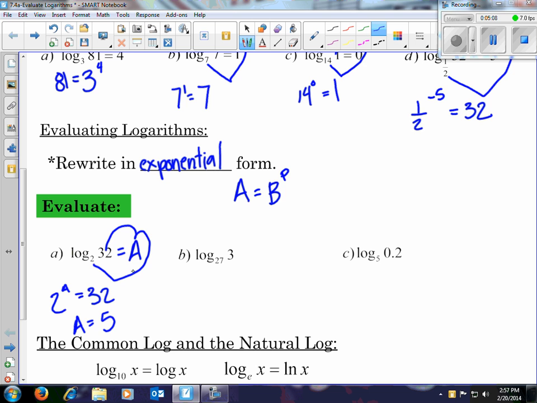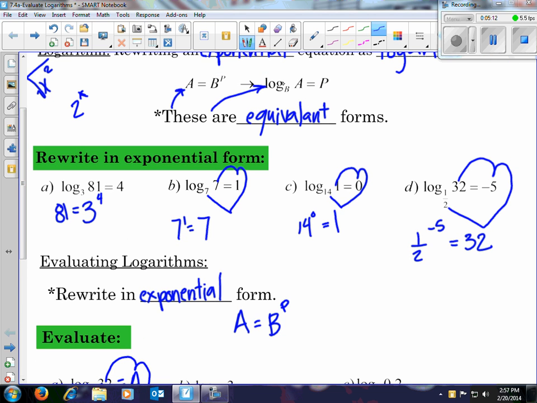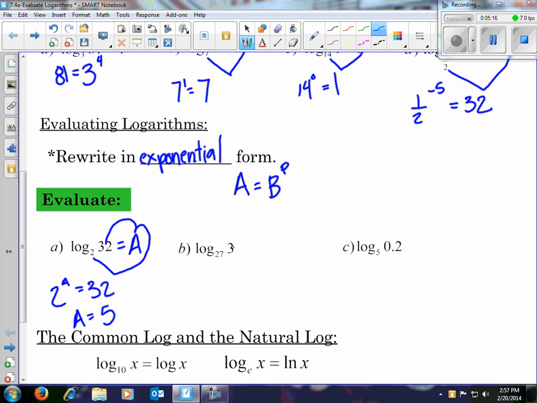Now, another way we could do it is we could set this equal to P, just like in our log equals B to the P, or log base B of A. So I have this equal to P. So I have 27, and I draw my little heart. So I have 27 to the P power is equal to my answer. So if I have P here, 27 to the what power is going to give me 3?